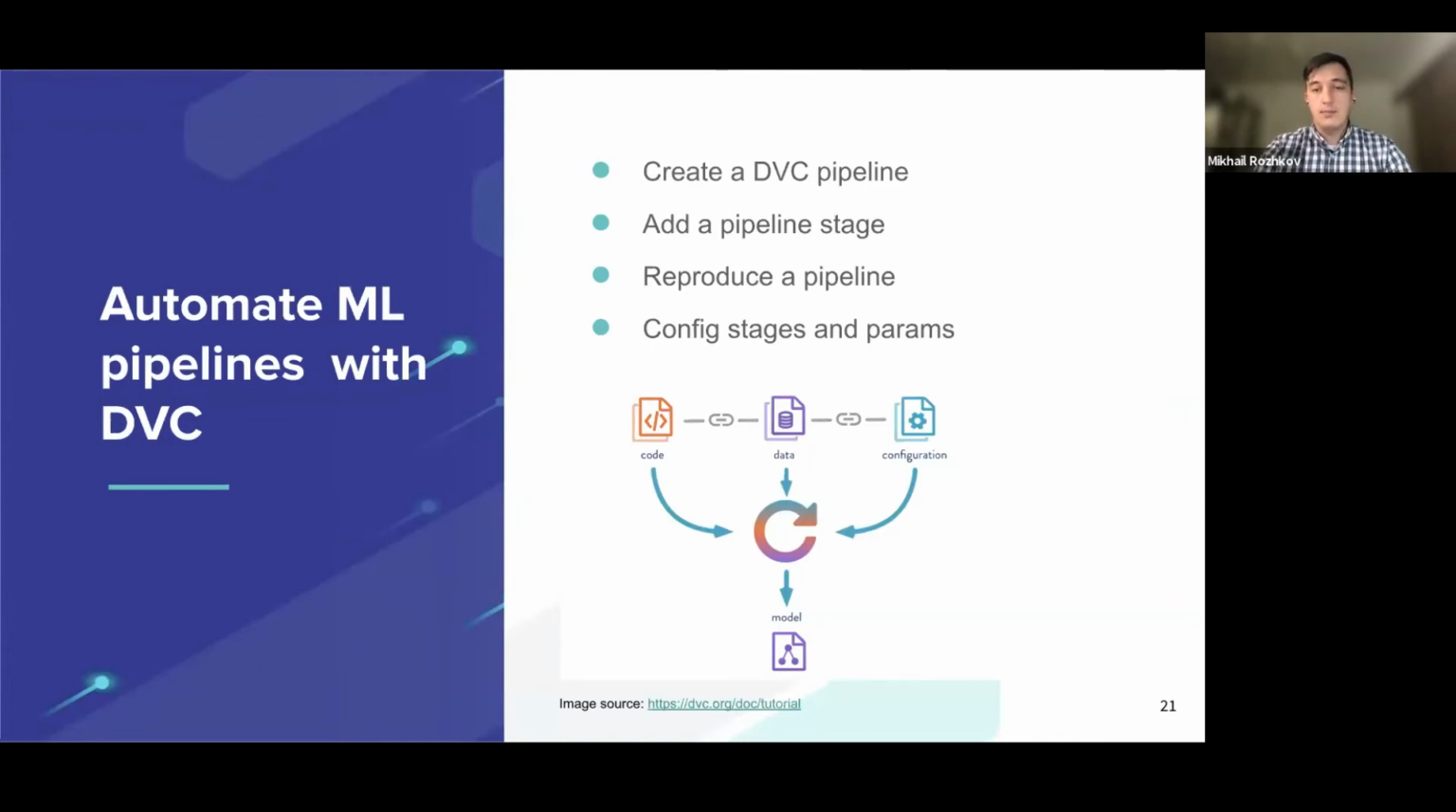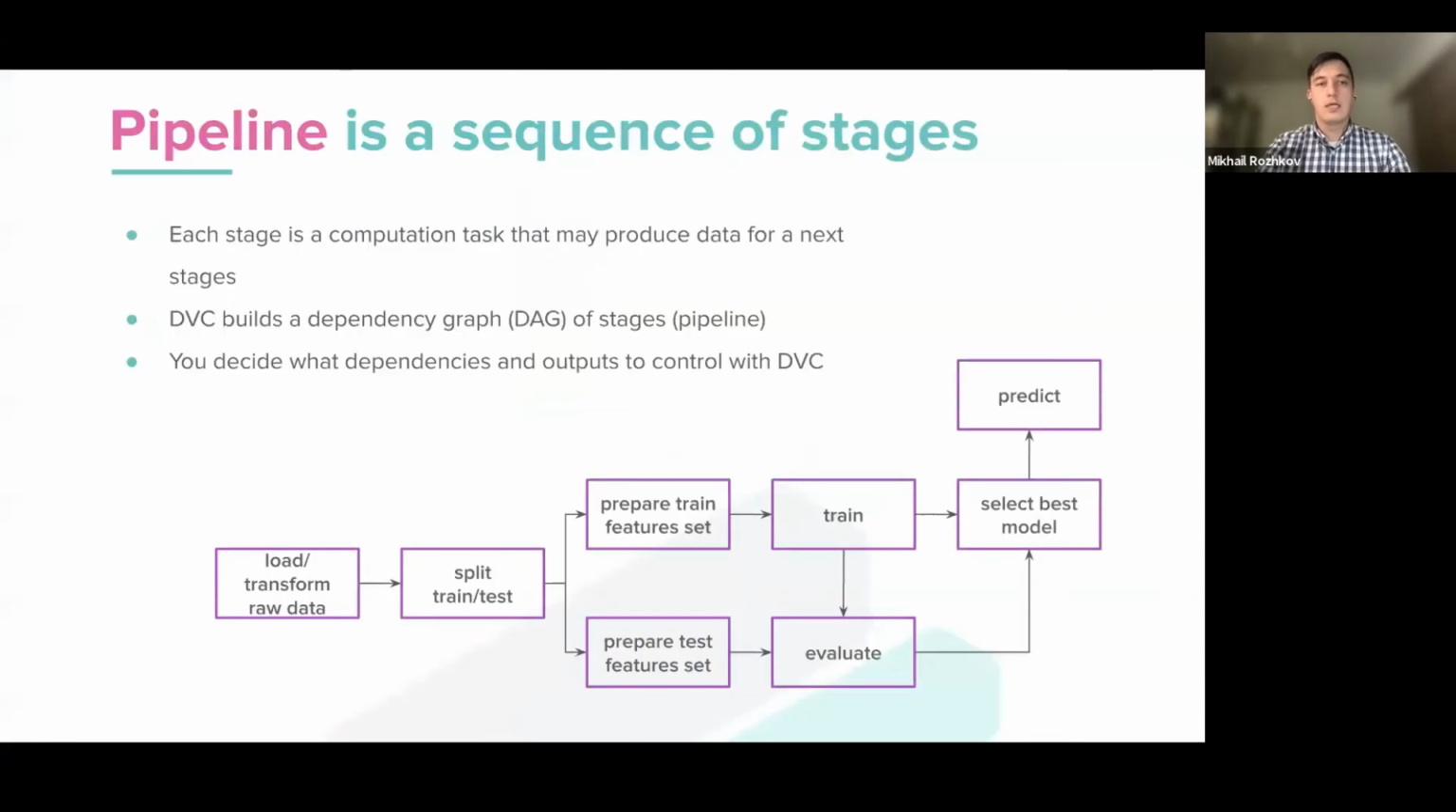So DVC, as you probably know, is a tool usually positioned as a tool for data version control. It is like Git for data, but it has very cool features related to pipelines and pipeline automation. Using DVC, you can first link the version of your data, code and config file, and you can automate how your experiments run. So let's look inside.